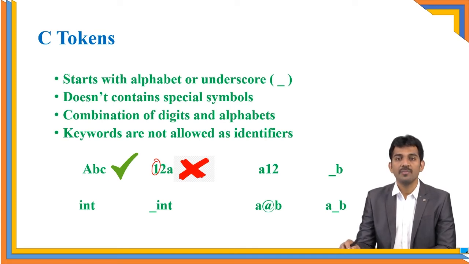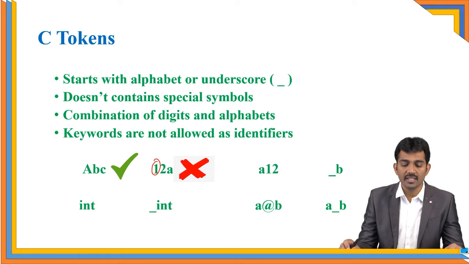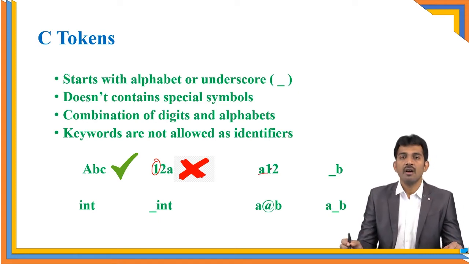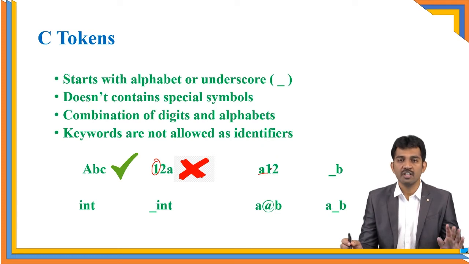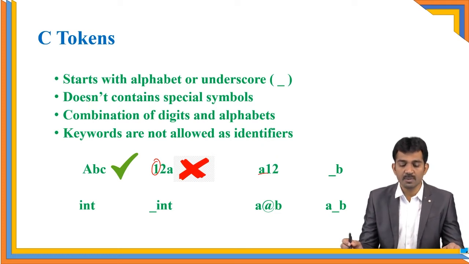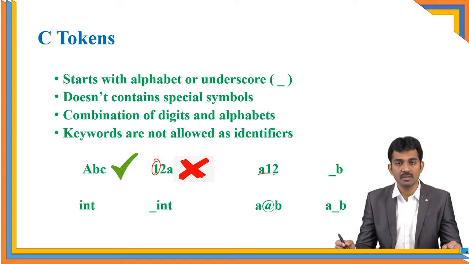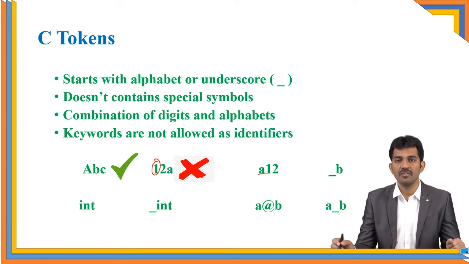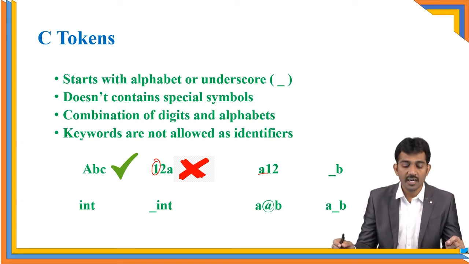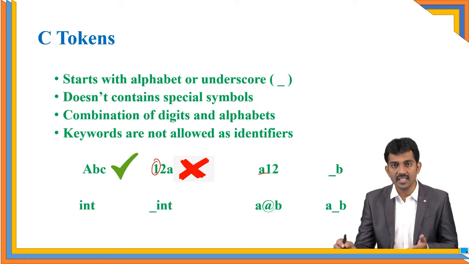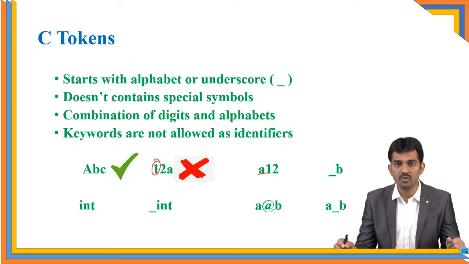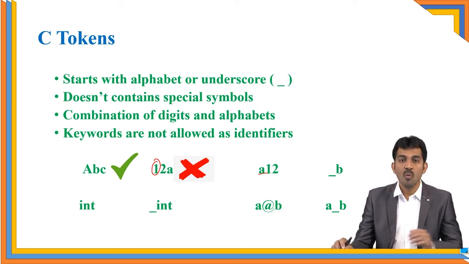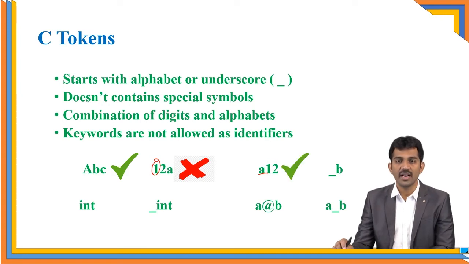Coming to A12. If you follow the first rule, yes, it starts with an alphabet. It does not contain any special symbols. A12 is a combination of digits and alphabets, and keywords are not allowed as identifiers. Exactly, it is not a keyword. So A12 is a valid identifier.